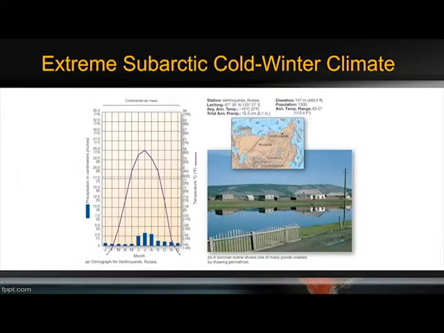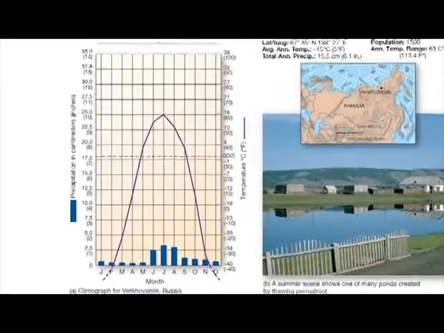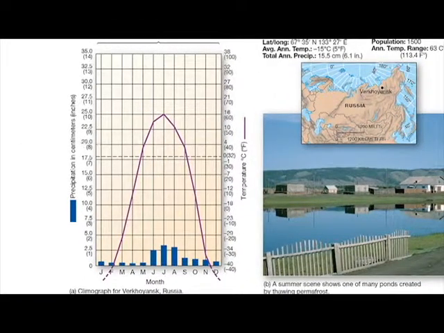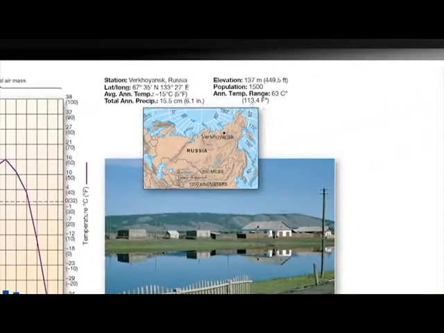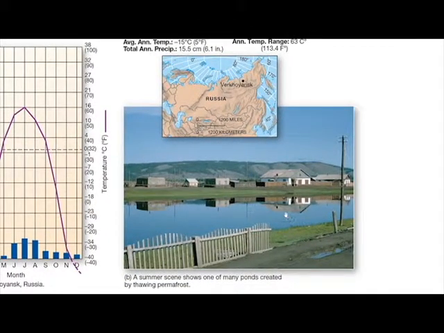More cold? Yes, extreme subarctic cold winter. Look what happened. A few months where the temperature is warmer than 32, but pretty much most of the year the temperature is very, very cold. So look at the temperature range in this area. That's one of the coldest regions in the world, and the highest temperature range in the world. Very continental area. Temperature range 113 degrees Fahrenheit. But it's still very pleasant in the summer.